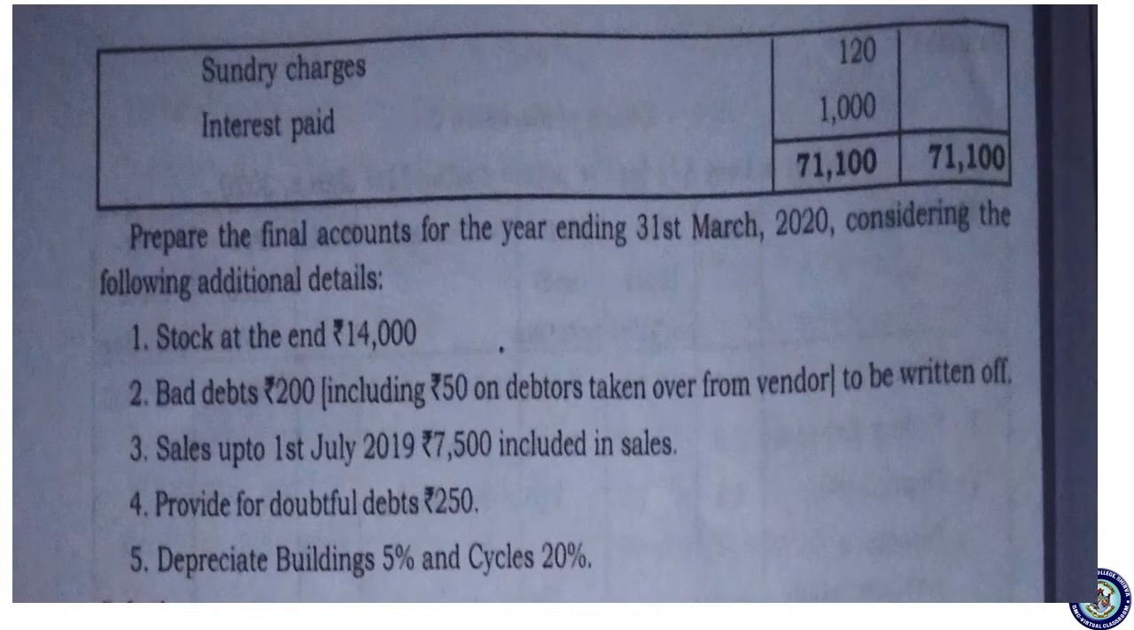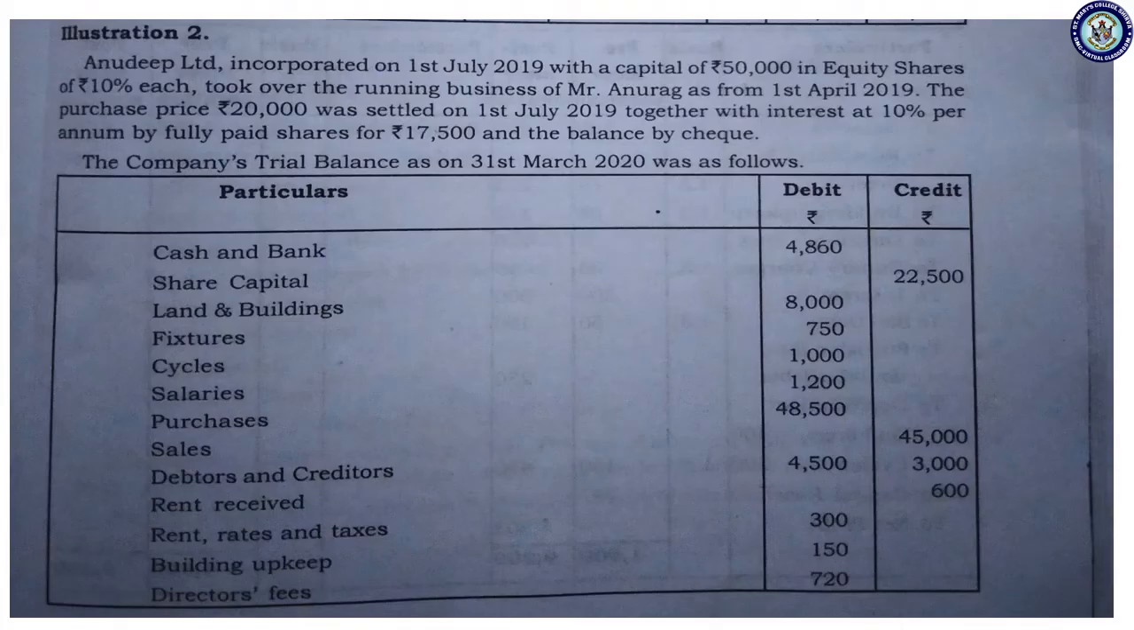Okay, now before that you just note down this point. See here, sales up to 1st July 2019, 7,500. So this is needed to calculate the ratios. Okay, so this is the problem. Anudeep Limited incorporated on 1st July 2019. What is the date of incorporation? 1st July 2019 and the closing date is 31st March.